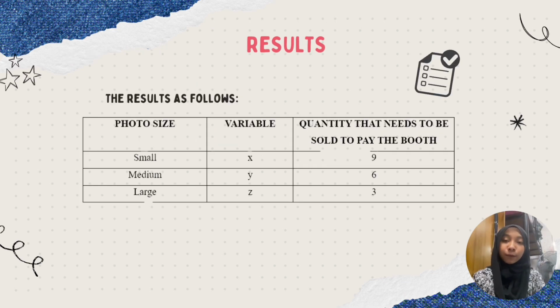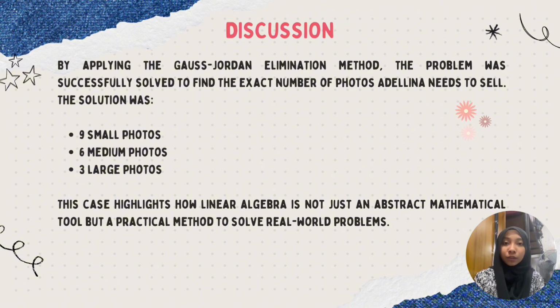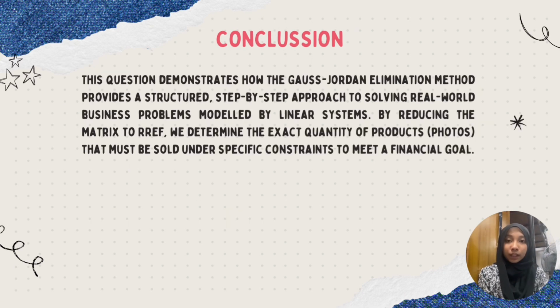And the result is as follows. By applying the Gauss-Jordan elimination method, the problem was successfully solved to find the exact number of photos Adelina needs to sell. The solution was 9 small photos, 6 medium photos, and 3 large photos. This case highlights how linear algebra is not just an abstract mathematical tool, but a practical method to solve real-world problems. In conclusion, this question demonstrates how the Gauss-Jordan elimination method provides a structured, step-by-step approach to solving real-world business problems modeled by linear systems.